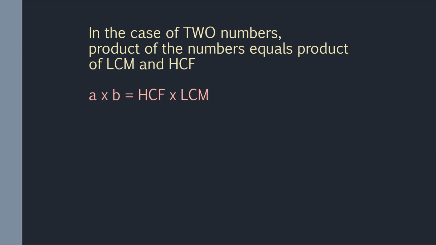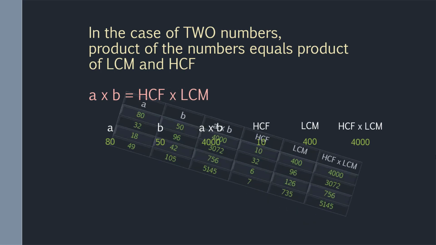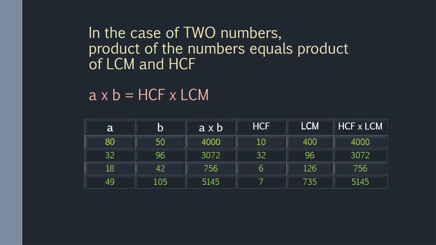Let us consider an example. A is 80 and B is 50. Now their product is 4000. You can see HCF of 80 and 50 will be 10 and their LCM is 400. Obviously, HCF into LCM is again 4000. Referring to the table given here, you can get some more examples showing this behavior. Meanwhile, this is applicable only with two numbers.